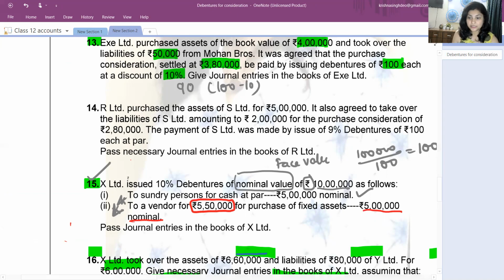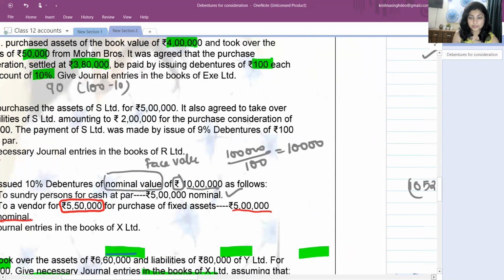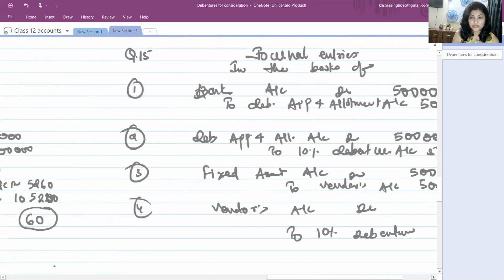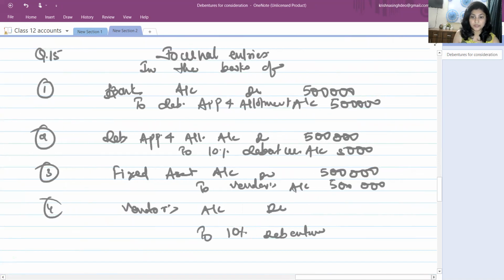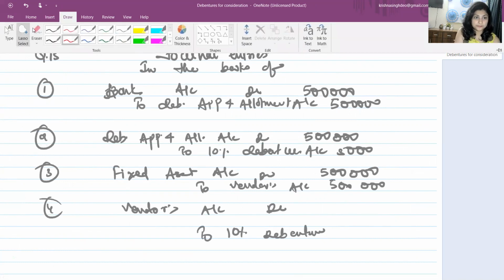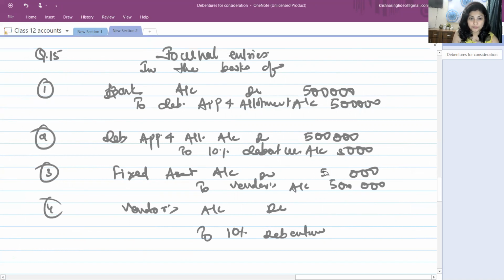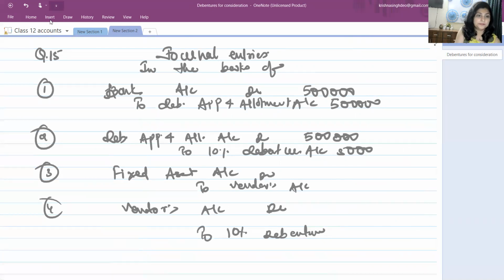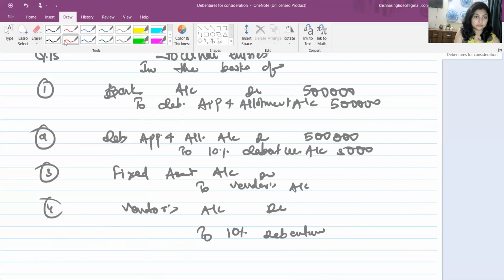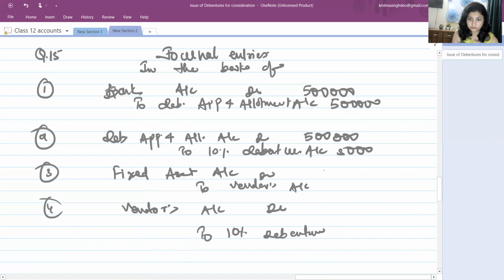So first I have to go and change this. It was 5,50,000. So let us change this. The fixed asset value was 5,50,000, not 5 lakh rupees. This is 5,50,000, and here also 5,50,000.